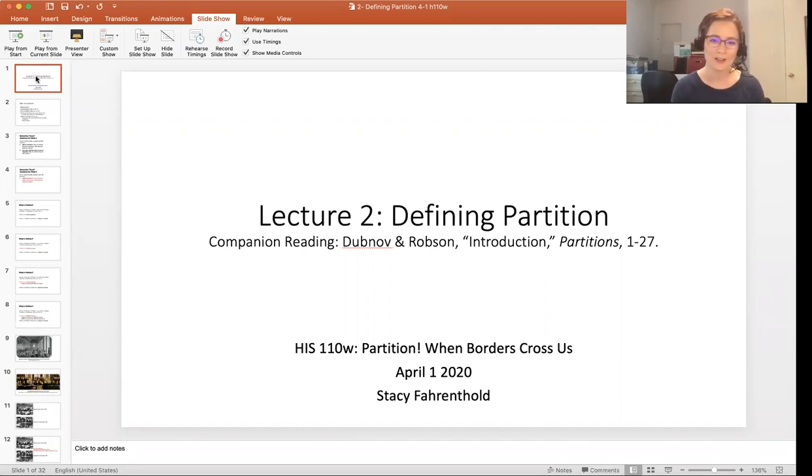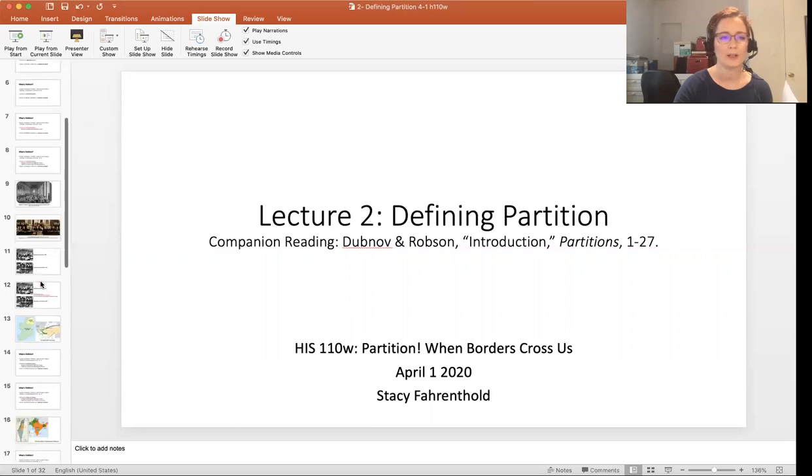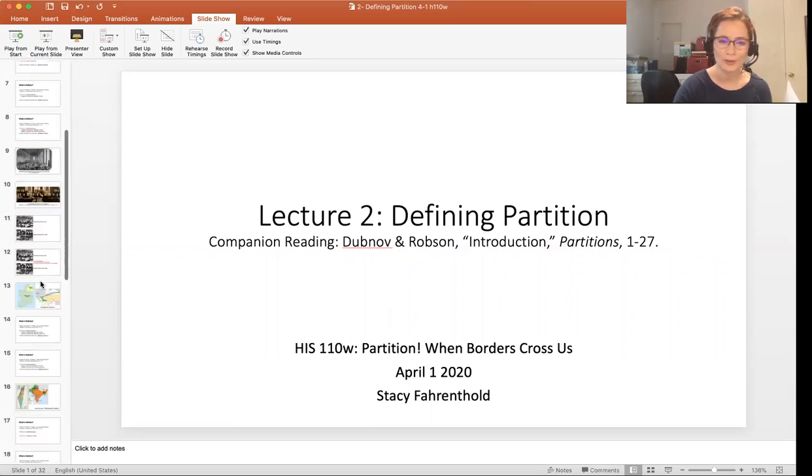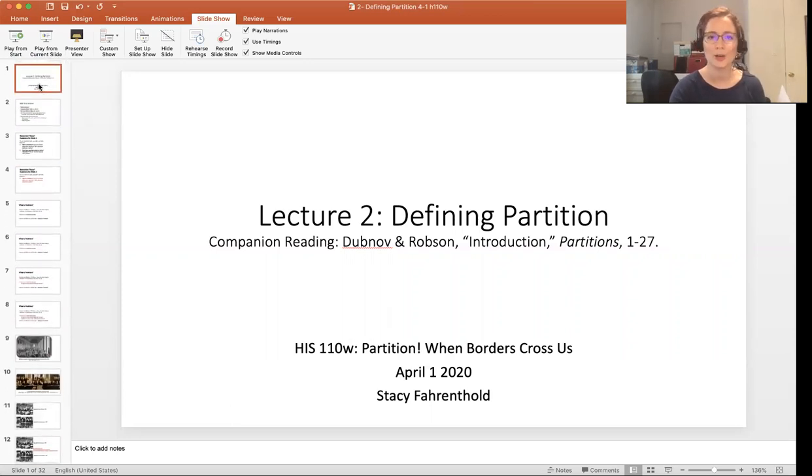So today's lesson is on defining partition. I am going to base this lesson largely on the Dubnov and Robson piece, but my ultimate goal is to give us a shared vocabulary that we will carry with us throughout the semester. You will see quite a bit of notes here for you. I will be uploading them in PDF after the lecture, but feel free to follow along.